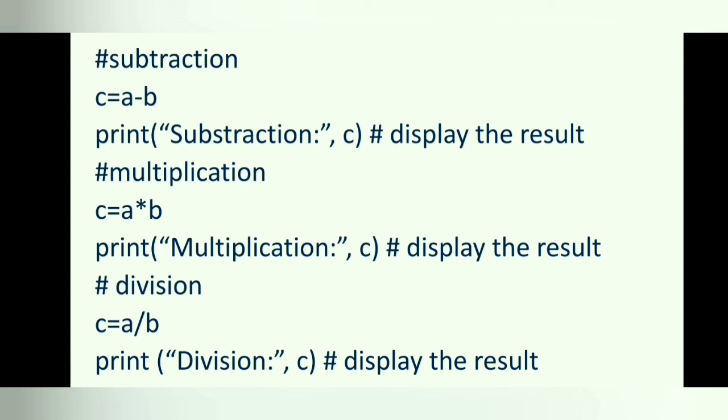In the next steps, the code will perform a subtraction operation and display the result. In the next steps, the code will perform multiplication and display the result. In the last part, the code will perform a division operation and display the result. The output will be addition 9, subtraction 1, multiplication 20, division 1.25.